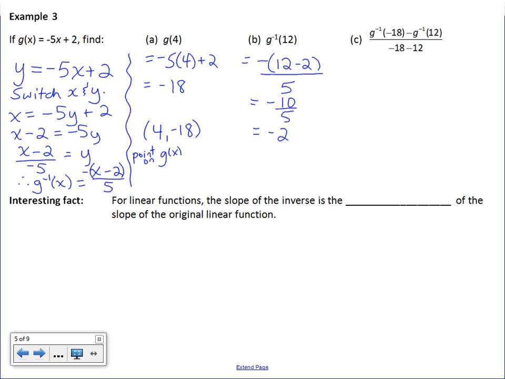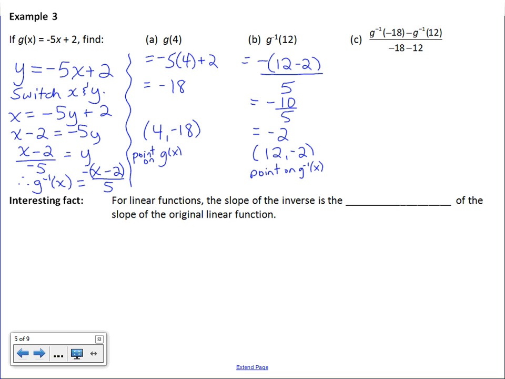This is a point on g of x. The point 12, negative 2 is a point on g inverse of x. If 4, negative 18 is on g of x, what point would be on g inverse of x? Negative 18, comma, 4. So there's where I can get it from.